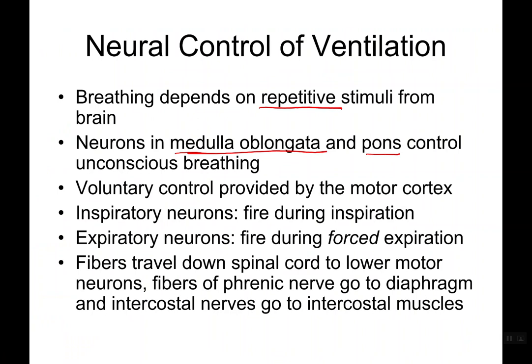That is the breathing you're doing when you're relaxing, not thinking about breathing, or asleep. Voluntary control is provided by the motor cortex. So you have innervation to the muscles of inspiration and expiration from both parts. Inspiratory neurons are those which act on the muscles of inspiration, so that's going to be your external intercostals and your diaphragm. And expiratory neurons fire during forced expiration, because remember, passive expiration really just relies on you not contracting your diaphragm anymore and letting it elastically recoil to its original position, as well as letting your lungs elastically recoil to their normal size. Remember those elastic fibers in the submucosa.